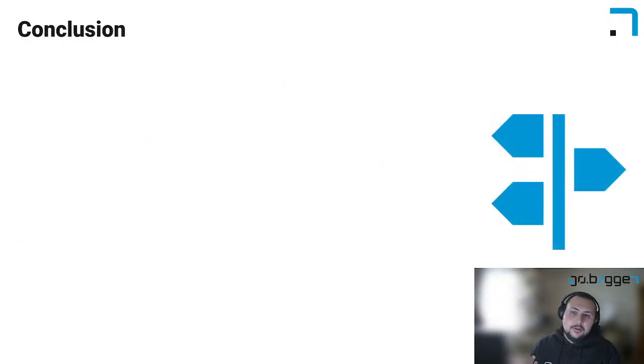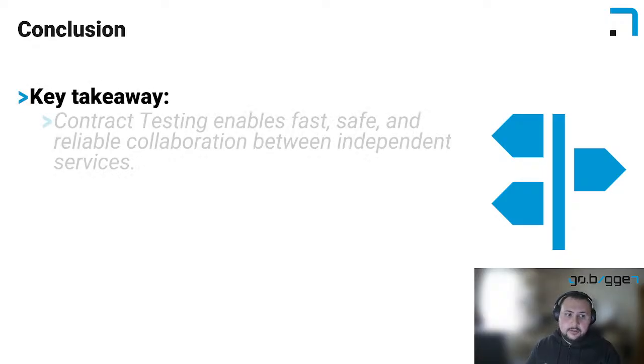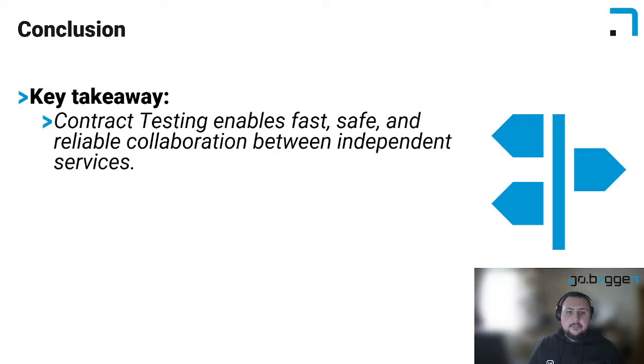Right, so that's basically it. A little conclusion to what we've learned today. The key takeaway is going to be: contract testing enables fast, safe, and reliable collaboration between independent services. In this case, we are talking about what are we going to send, what are we going to receive, or the other way around, if we are the provider, what are we going to receive and what are we going to send out.